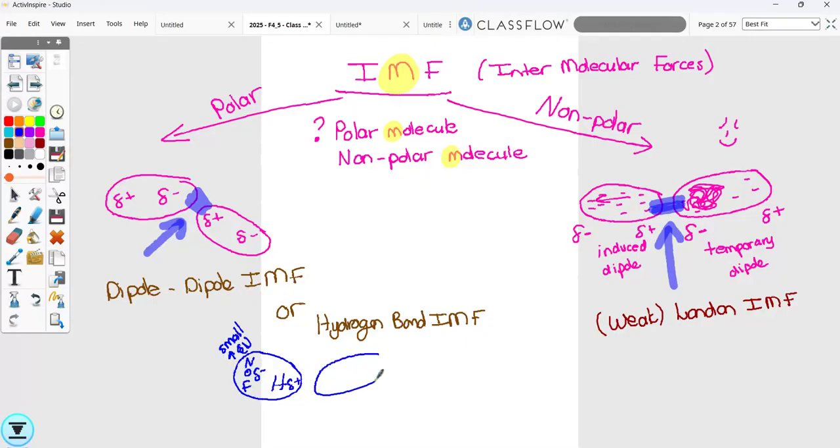So we still have a delta negative on my NOF side, and I still have a delta positive on my H side, and I still have, I know the time is up, I still have an H bond, but that H bond is there between the two. Okay, and that is IMFs.